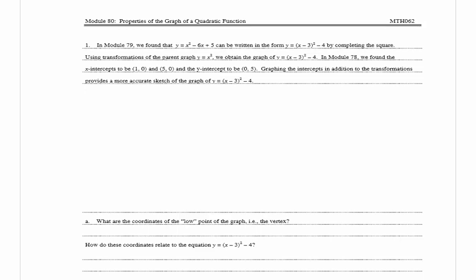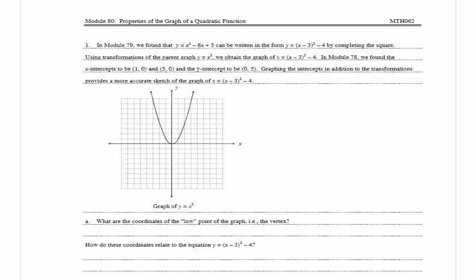In module 78, we found the x-intercepts to be (1, 0) and (5, 0), and the y-intercept to be (0, 5). Graphing the intercepts in addition to the transformations provides a more accurate sketch of the graph of y is equal to (x minus 3) squared minus 4. So the first thing we're going to do is look at the parent graph. In the parent graph, you can see that our vertex is at (0, 0), and our x and y intercept is (0, 0).